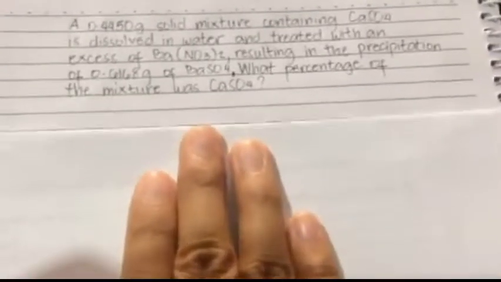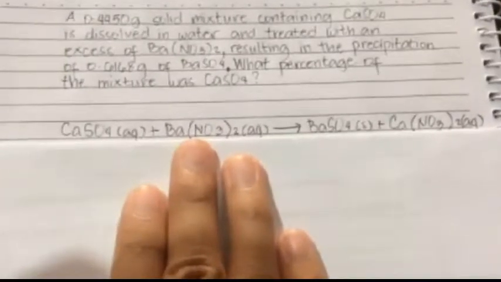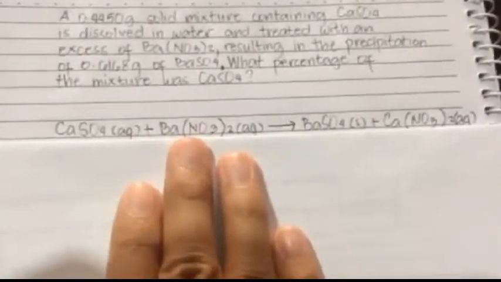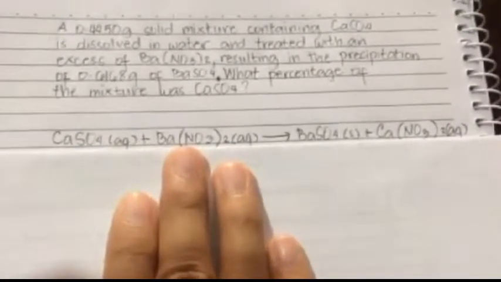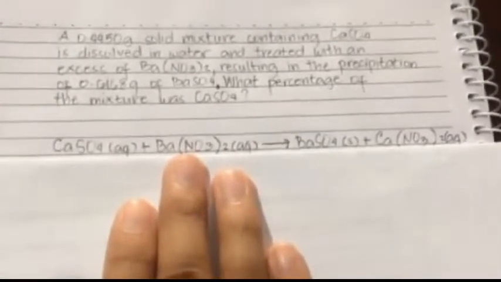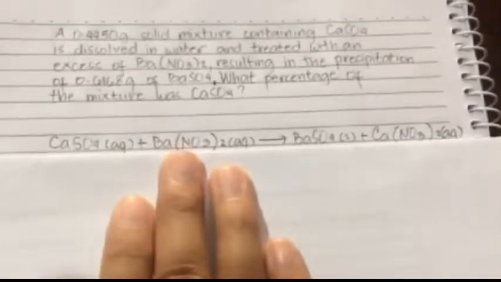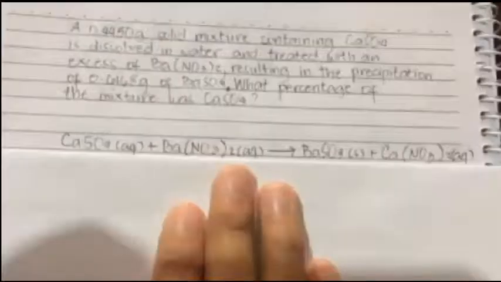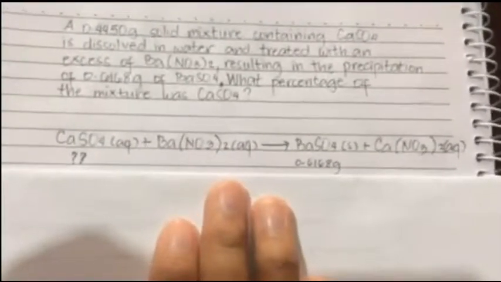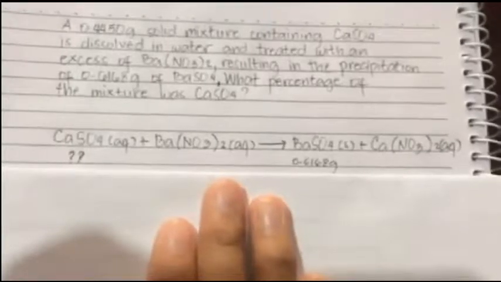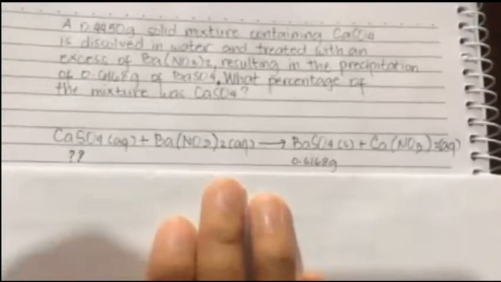So let's take a look at the equation that is associated with this. We've got calcium sulfate, and remember, we're treating this with an excess of barium nitrate, and that will generate a barium sulfate precipitate, and then calcium nitrate. Those are just the expected ions, and also the solid mixture. We know that we got 0.6168 grams of barium sulfate precipitate. We're able to get the precipitate, remove it from solution, and find its mass.